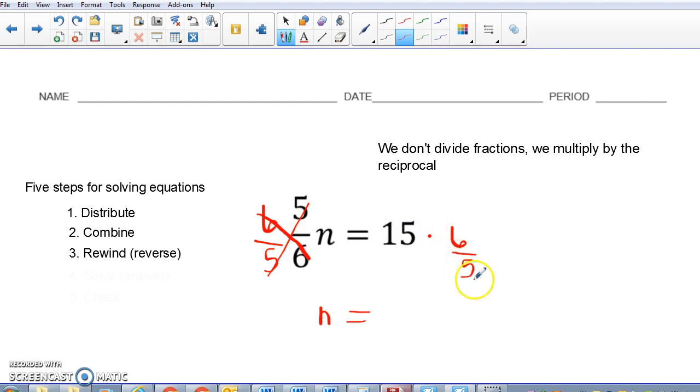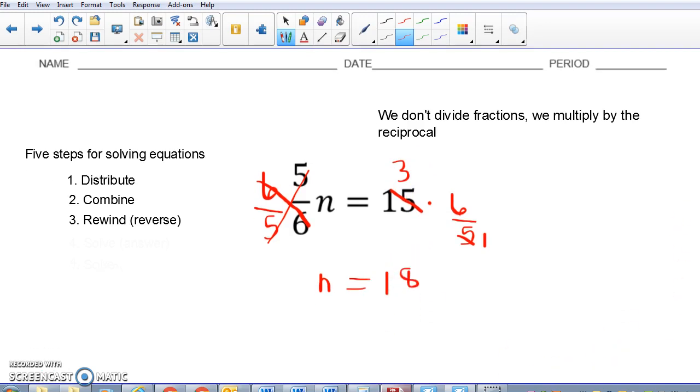Now, here's a trick. If you are comfortable with it, it's called cross-canceling. And all it is is reducing across, okay? Because this number is going to end up here anyway. So what can I reduce this by? I can reduce it by 5. So 15 becomes 3. 5 becomes 1. I reduce both of these by 5. That means 5 divided by 5 is 1. 15 divided by 5 is 3. Now I can do my multiplication. 3 times 6 is 18.